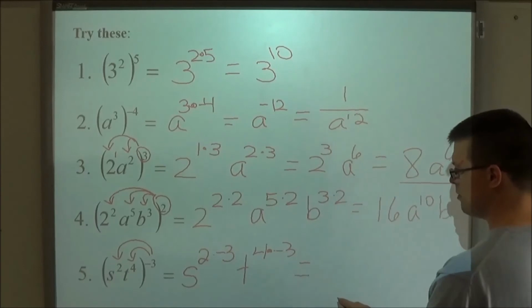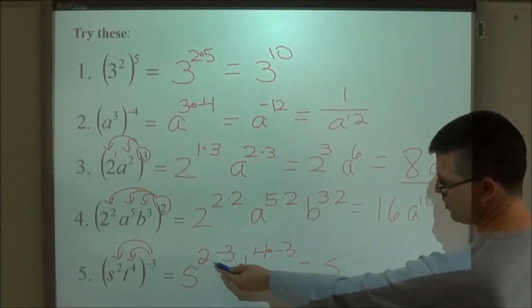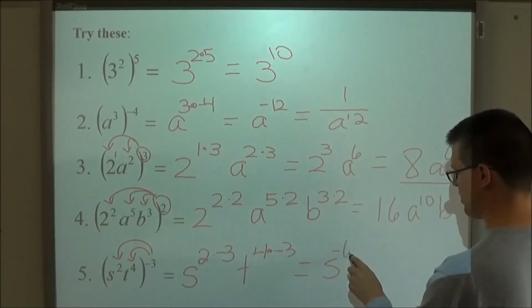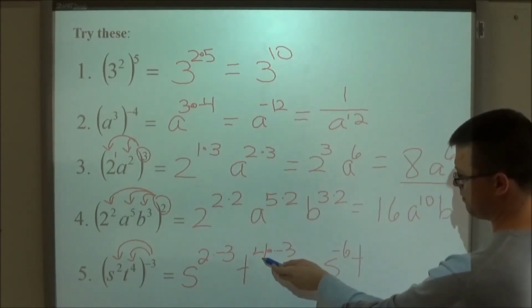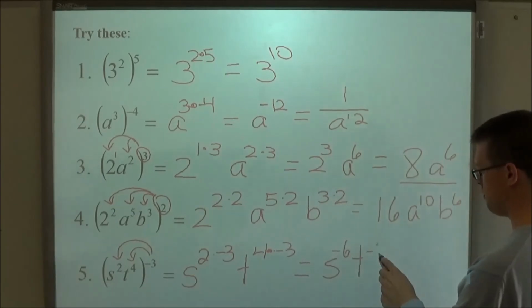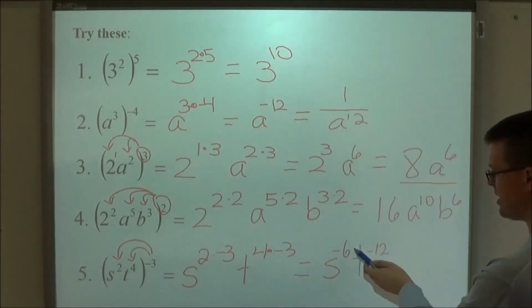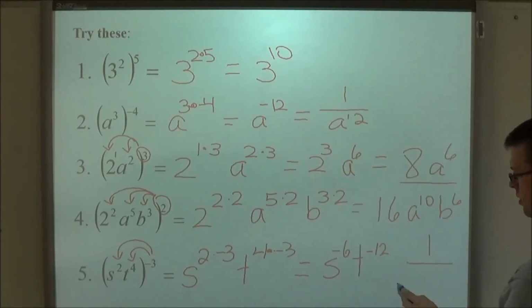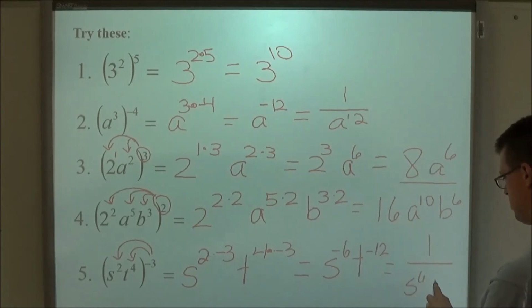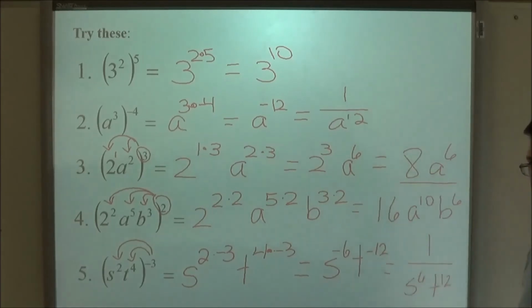So what does that really mean? Well, s is being raised to 2 times negative 3, the negative 6 power. t is being raised to 4 times negative 3, the negative 12th power. But since both of these have negative exponents on them, we're going to turn this into a fraction. We're going to dump these in the denominator and remove the negatives off the exponents. So here's our answer: s to the 6th power, t to the 12th power.